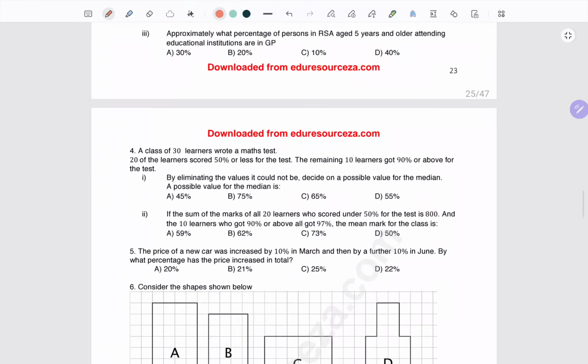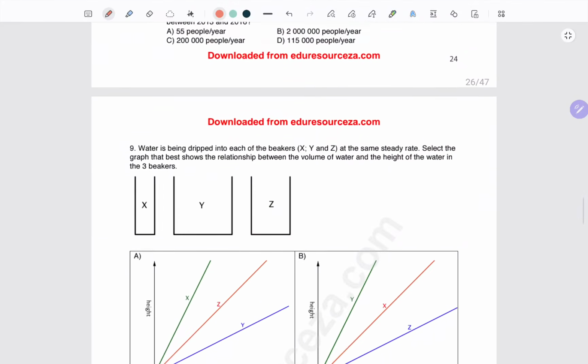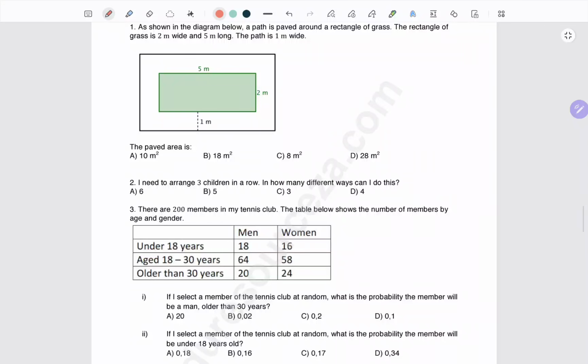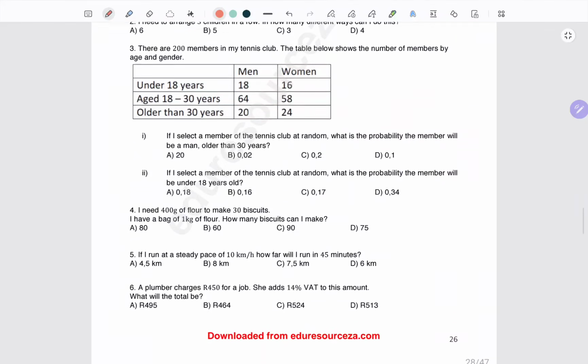So you've got things here, shapes, you've got tables. As we said, you need to know how to interpret graphs, some complex structures and work around them.